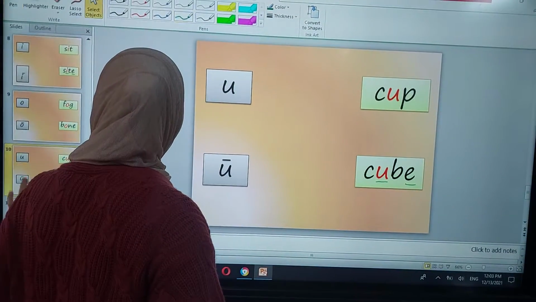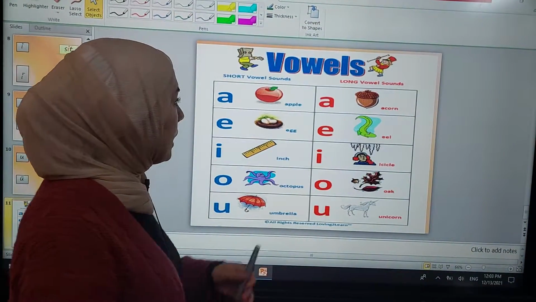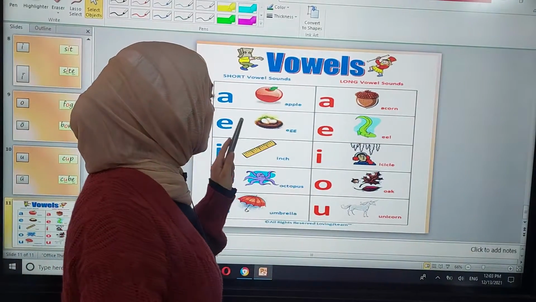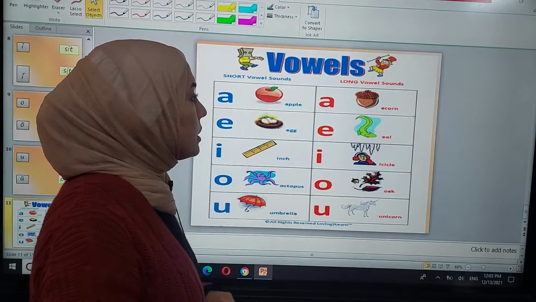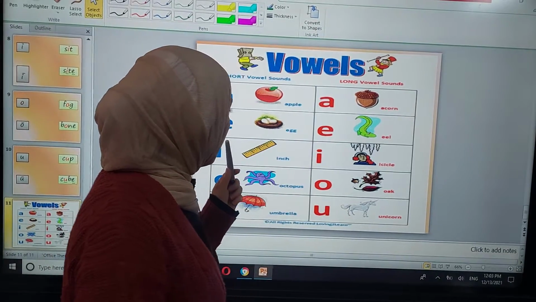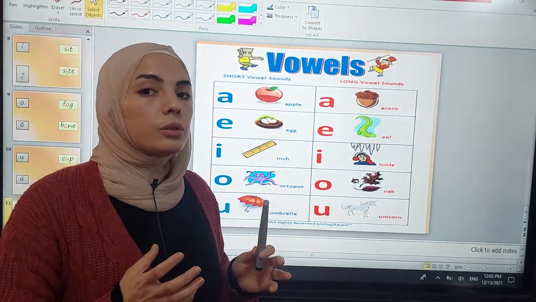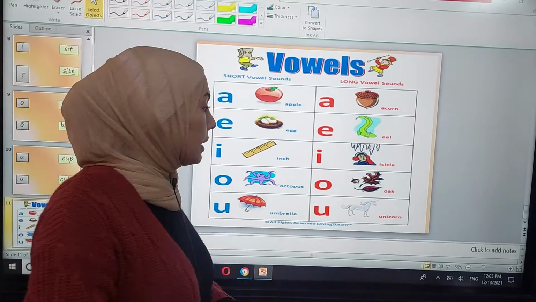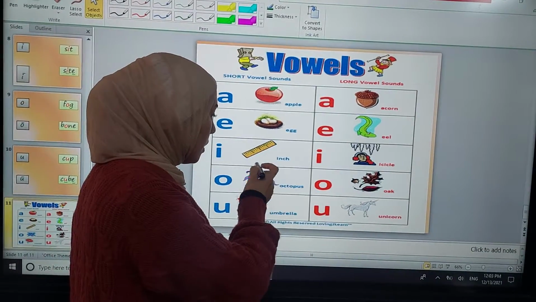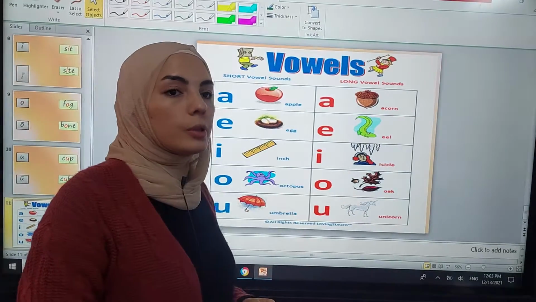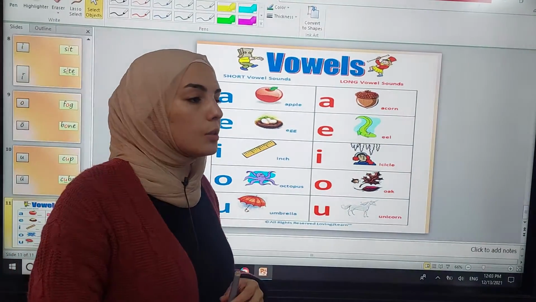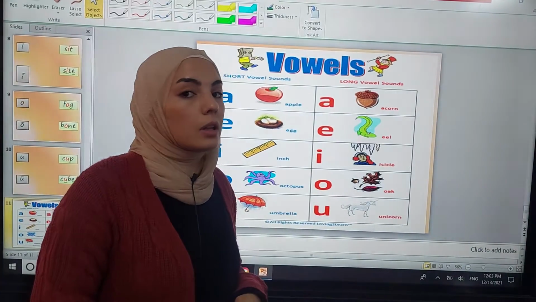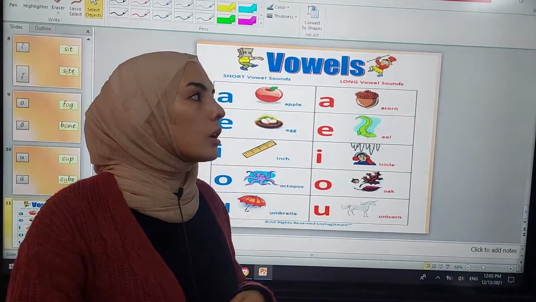Now, again, here we have apple, apple. It's a short sound. And here we have egg. It's a short sound. Here we have inch. Inch is the short sound for letter I. Here we have octopus. Octopus has the short sound for letter O. Oh, sorry. And the last example is umbrella, which has the short sound for letter U.